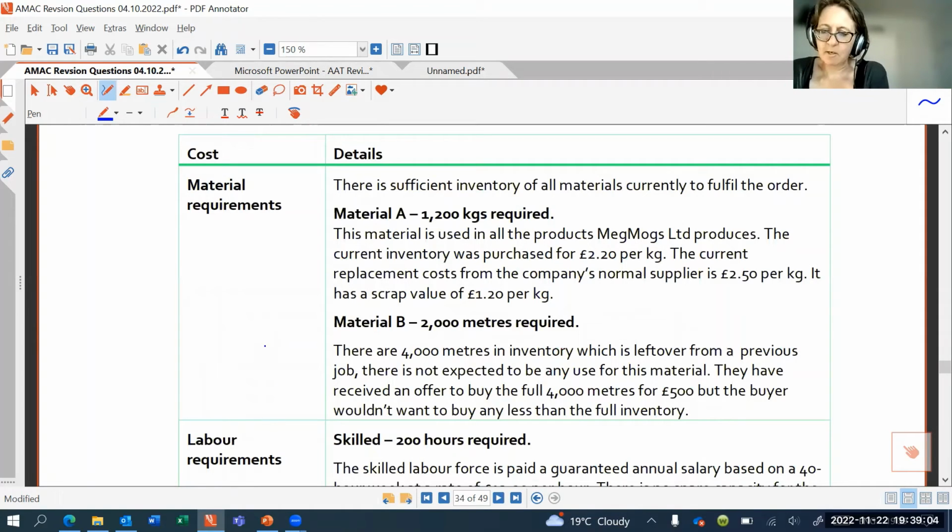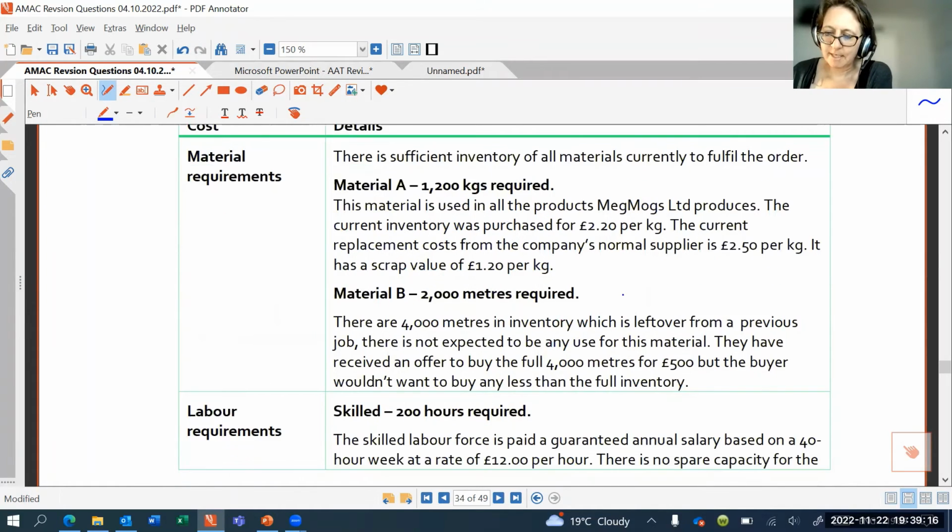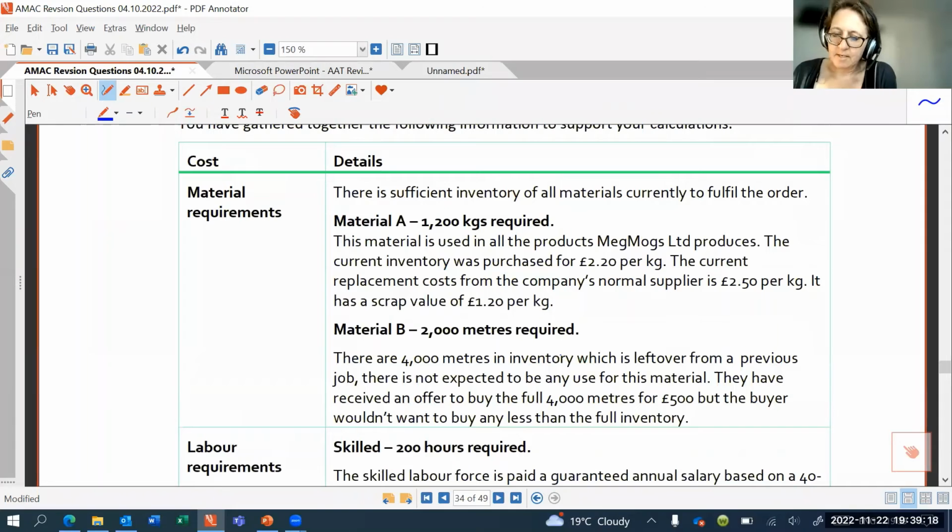1,200 kilograms are required. So this material is used in all the products that Meg Moggs produces. The current inventory was purchased for £2.20 per kilogram. Purchased, past tense, current inventory, I've already got it. That is what I call a sunk cost. Sunk or historic cost. It is not relevant.